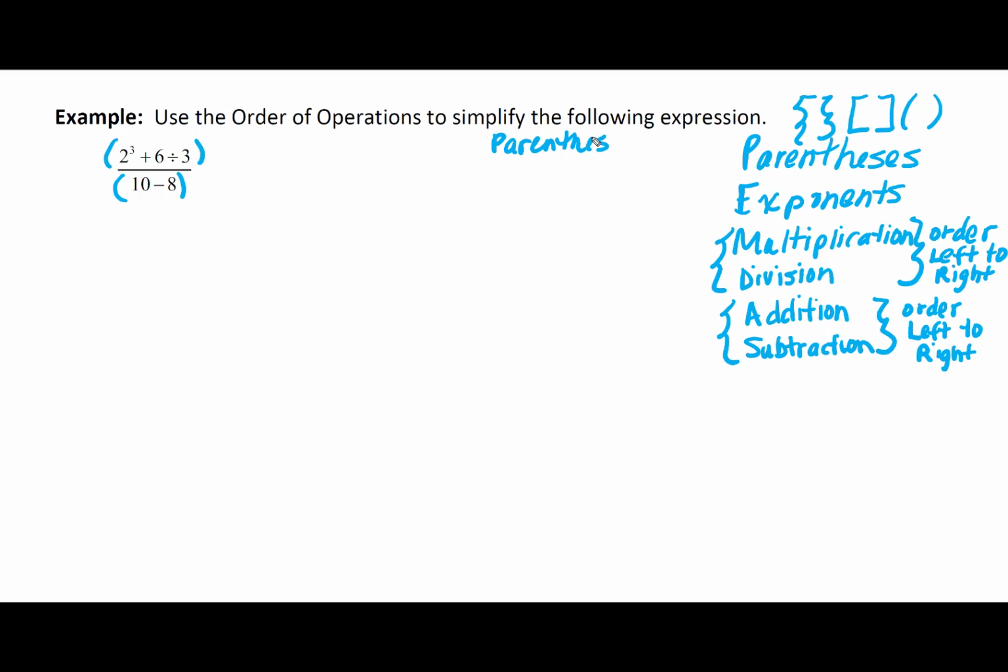In the numerator, next is exponents. So let's do that operation. 2 to the third power is our first operation that we're going to actually do. 2 to the third power is really 2 times 2 times 2, which is 8. We don't just simply write that down. We rewrite the problem, and instead of writing 2 to the third power, we write 8 plus 6 divided by 3. Make sure that stays in parentheses, divided by, and then the 10 minus 8.